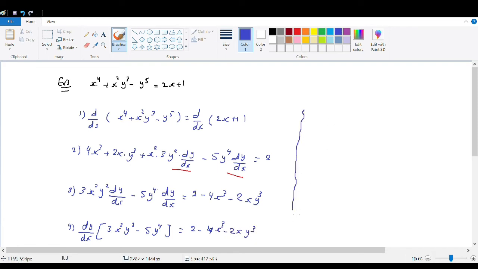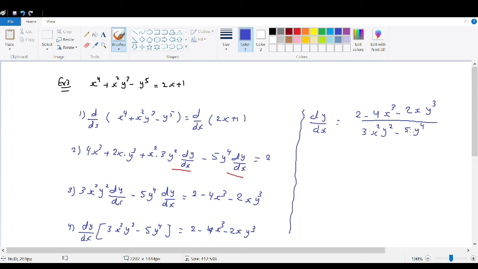So the last step, we need to put dy over dx on one side, so that means dy over dx will be equal to 2 minus 4x cubed minus 2xy cubed. We divide by the bracket here, which is 3x squared y squared minus 5y to the power 4.